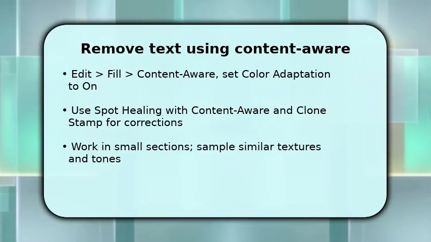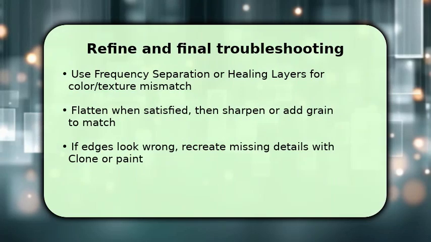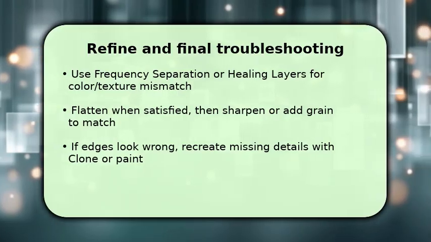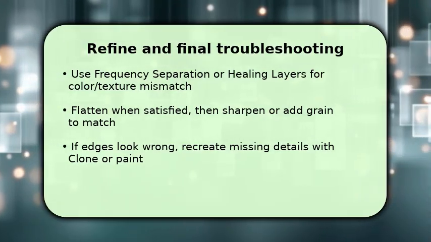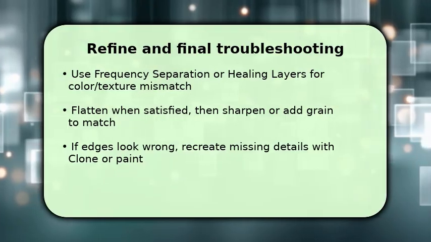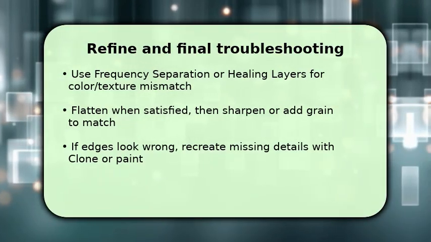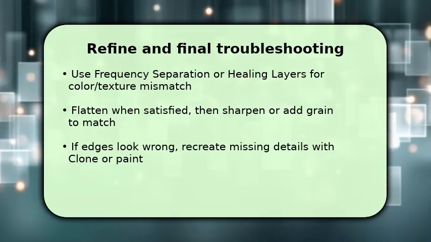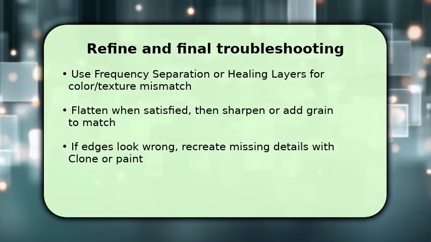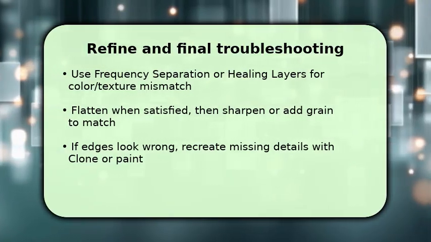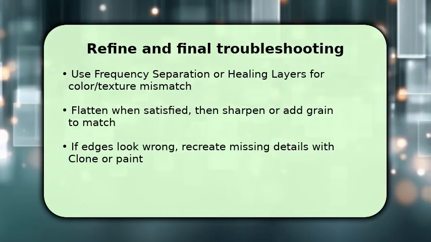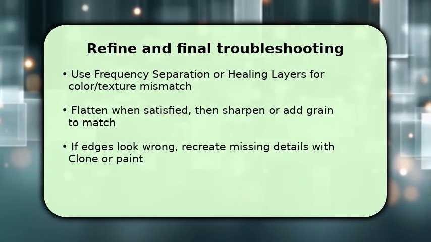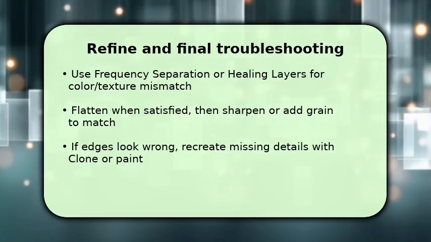Once the bulk of the text is gone, refine color and texture. Use frequency separation or create separate healing layers set to sample all layers so you can non-destructively fix tone versus detail. Make final touch-ups with a small clone stamp and patch tool to rebuild edges or pattern continuations. When satisfied, flatten a copy for output and add subtle sharpening or grain to match the original image.